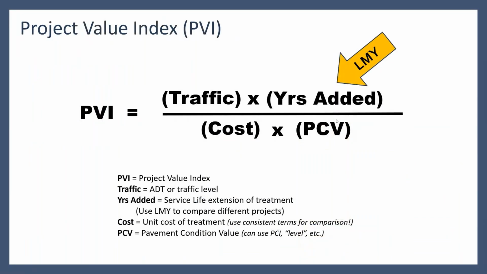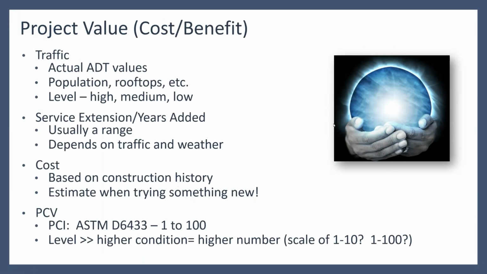Now, Project Value Index, PVI. This is the value that you're going to get from a project, and that's calculated as traffic multiplied by the years added, and that's actually lane mile years that are added from a potential treatment. And that's divided by the cost of that project and the pavement condition value right now. So if you have that data, you can plug this in, calculate your PVI.